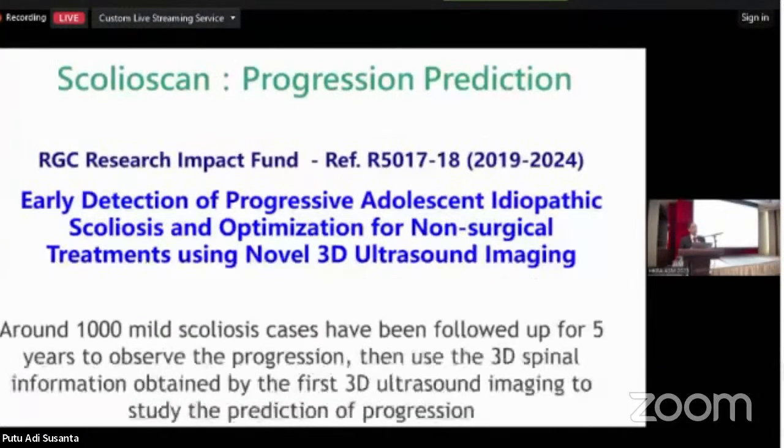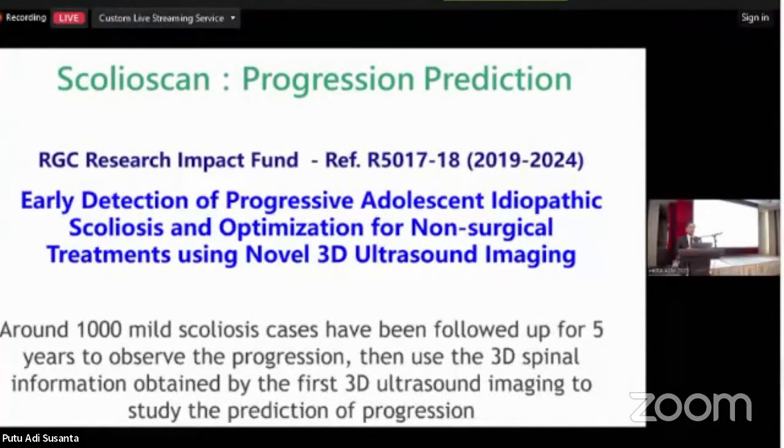But the one big thing that we are doing is prediction for progression. Because this doctor told us that is the holy grail in the field. Thinking about that, when we first diagnose a subject with 10 degrees, that is classified as scoliosis, and we can tell the parent and the kids, after 5 years, if you do not do anything, it will be how many degrees? Okay, so this is why we are working on this.